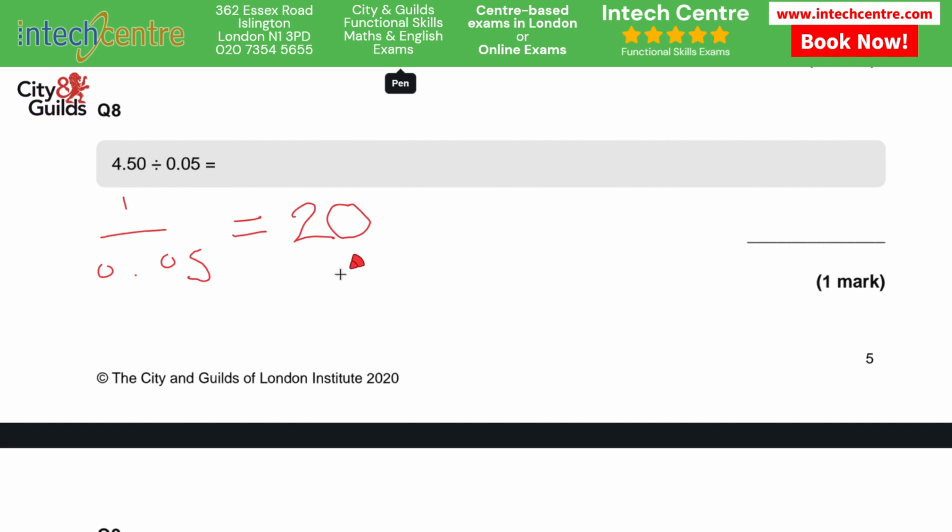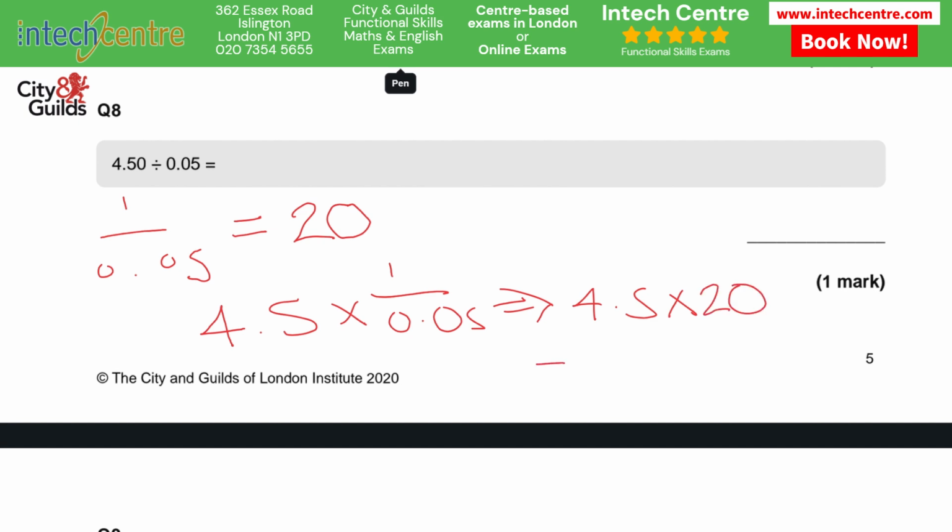So now the reciprocal, like we just mentioned, if we times the 4.5 by 20, it's the same as dividing it by 0.05. So for this question, we have 4.5 times by 1 over 0.05, which is the same as 4.5 times by 20, which is equal to 90. So the answer here would be 90.